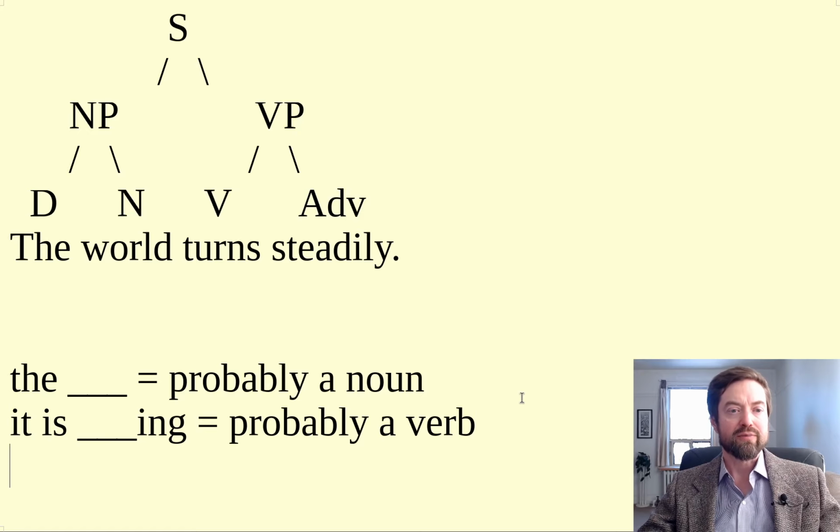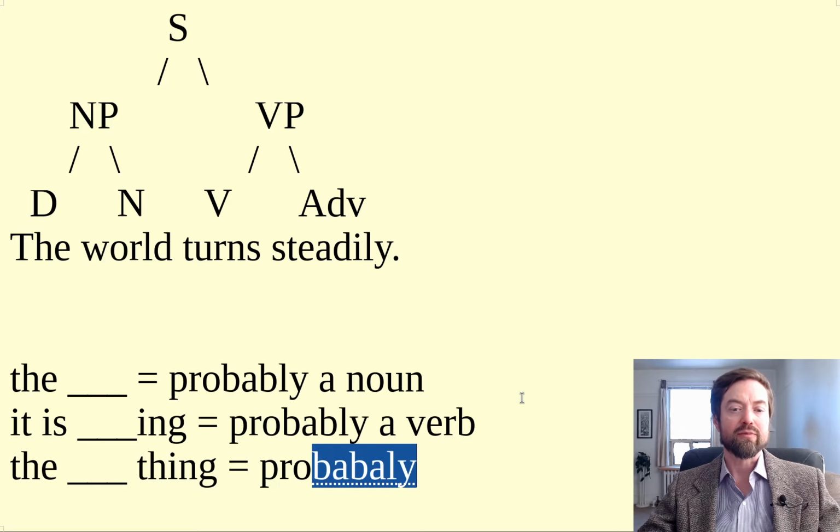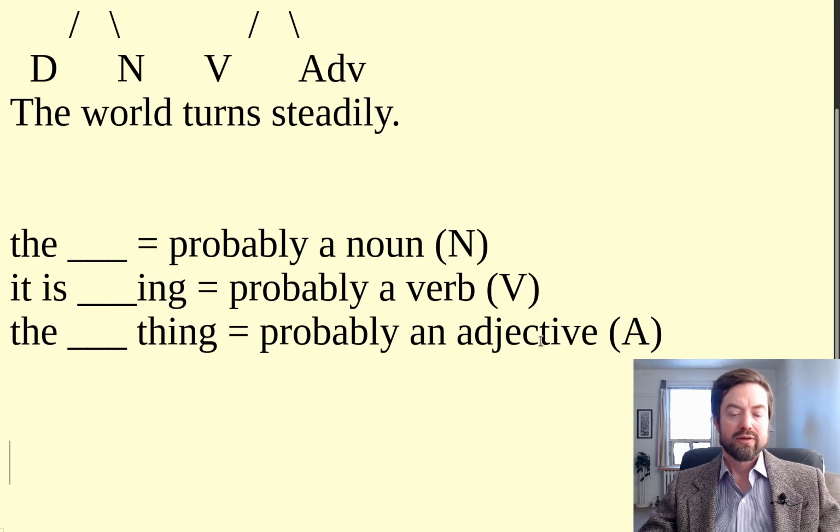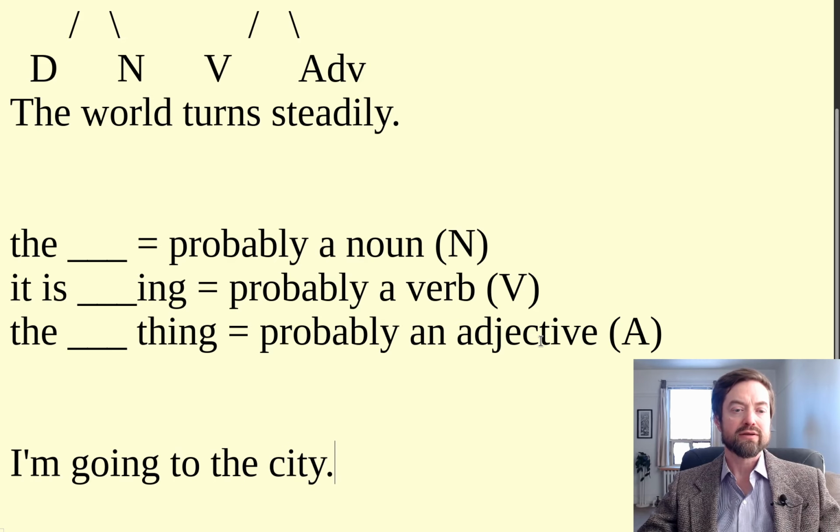You can use some other patterns, like if it's like the blank thing, if it's here, it's probably an adjective, right? So that's going to be something like the happy thing, the big thing, the small thing, the whole thing. Those are all adjectives that fit there, right? So that's a common piece you're going to see. Another piece that's common, I'm going to the city.